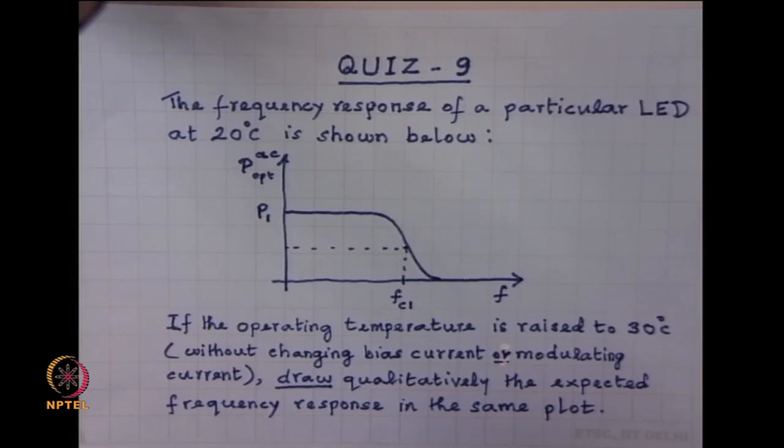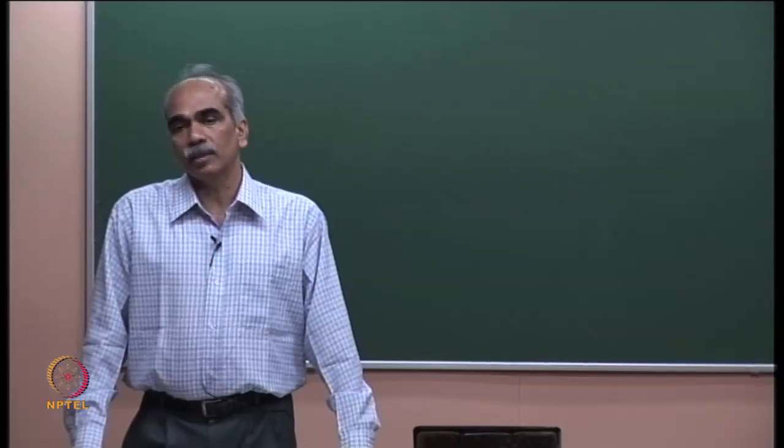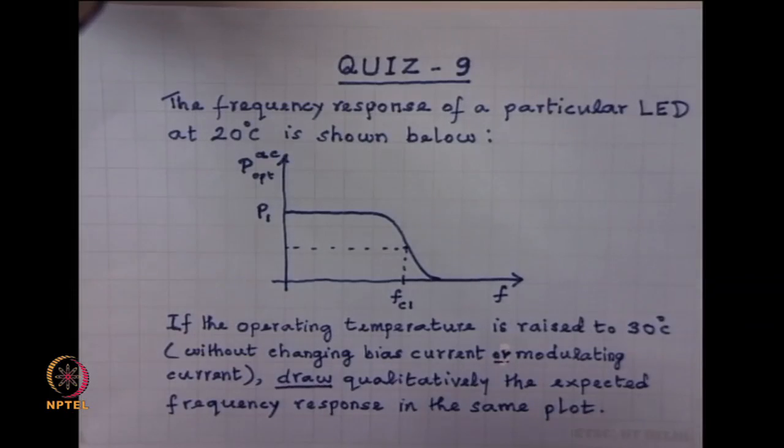So, what you see is when temperature goes up from 20 to 30, two things happen. One is eta I, the internal quantum efficiency, drops down, which means the optical power generated drops down. So, naturally it will start now at a lower power. The second thing that happens is when temperature goes up, tau decreases, and the bandwidth is inversely proportional to tau. Therefore, decreasing tau, the carrier recombination time, leads to an increase in bandwidth. So, these are the two changes that you had to show.